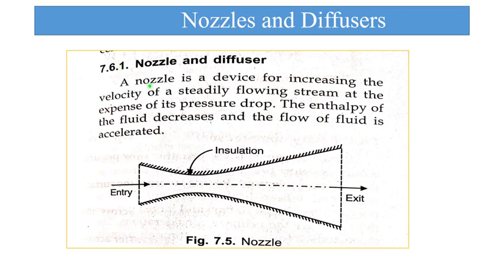A nozzle is simply a device that is used for increasing the velocity of fluid at the expense of its pressure drop. Actually, a nozzle has less cross-sectional area at the inlet section, and the area of cross-section increases towards the outlet section. When the fluid passes through a nozzle, the pressure or the enthalpy of the fluid drops, due to which the fluid is accelerated from the entry to the exit of the nozzle.